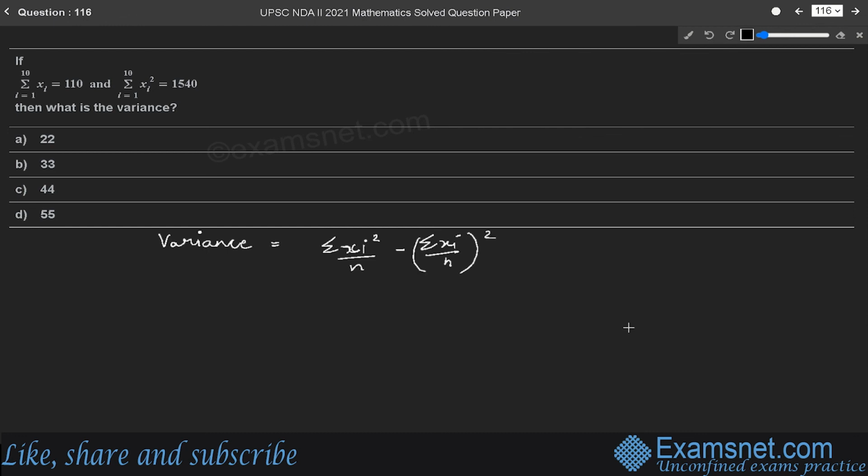So putting the values here, n here is 10 in both the cases. Summation of xi square is 1540 upon 10 minus summation of xi is 110 upon 10 whole square. 0 and 0 will be cancelled. Here also 0 and 0 will be cancelled. So it will be 154 minus 11 square is 121. So on further the difference will be 33. So we can say that the variance is 33. Therefore the correct option is option number B.